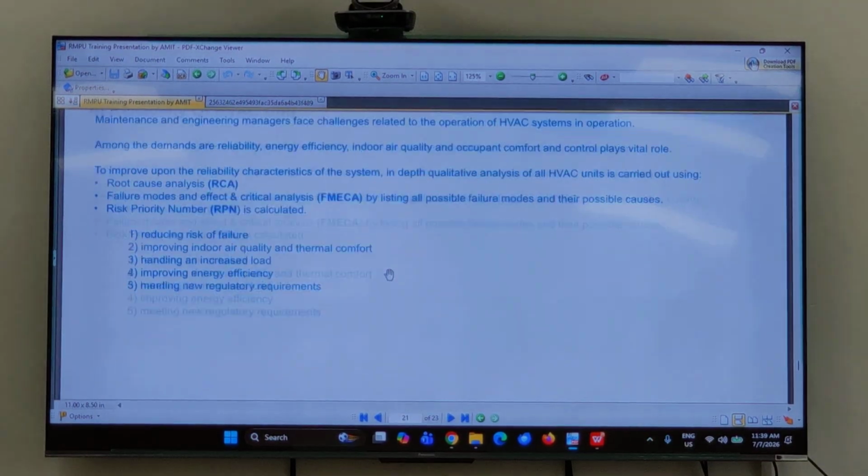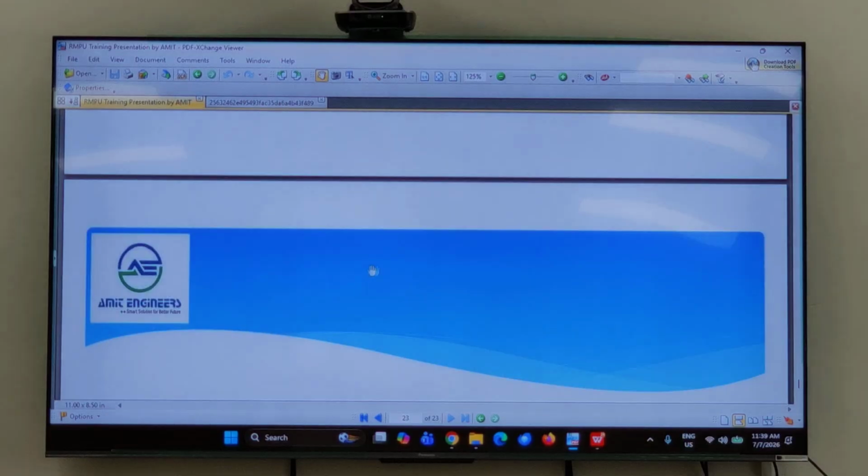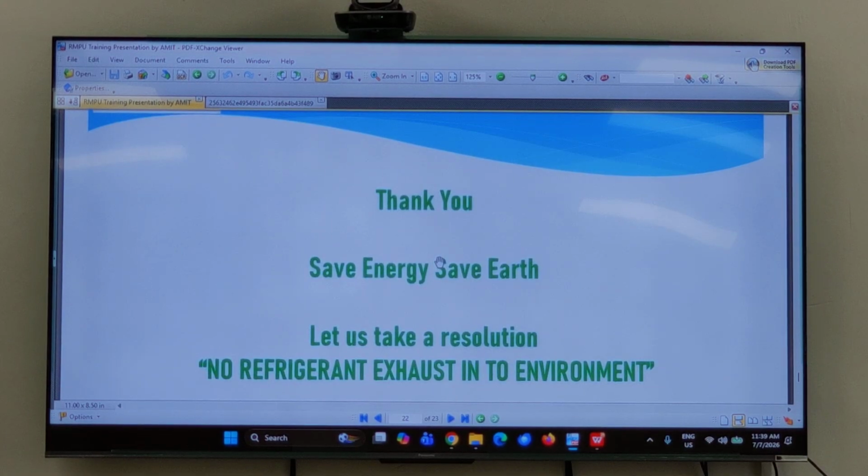So this is what the RFQ side is. So here, any point? Filter.